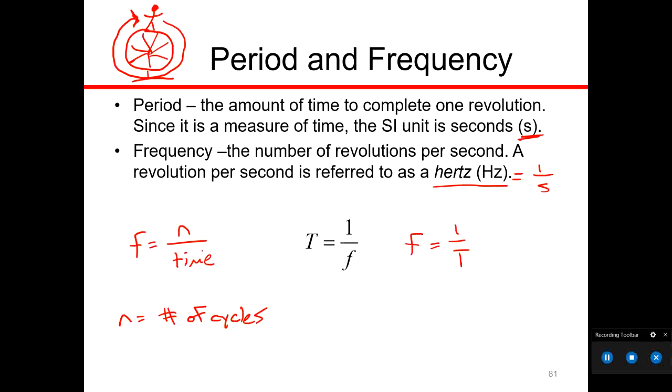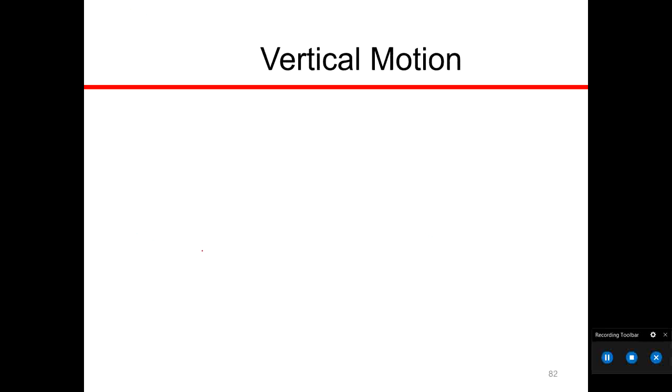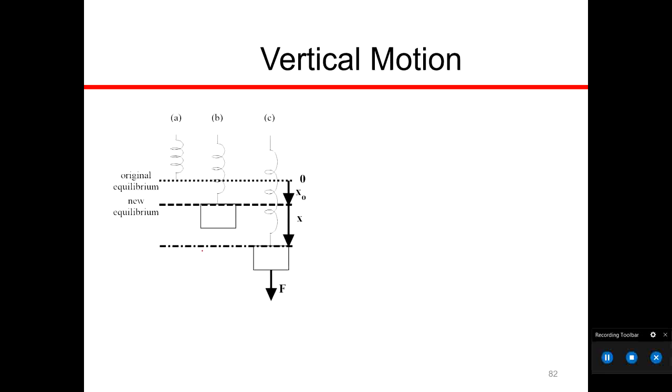So now we're going to take this idea of period and frequency, but we're going to look at it in vertical motion. So in vertical motion, we have the spring hanging down. We now have the effect of gravity at play. So our initial position, A, is our original equilibrium. We call that our 0 point. Okay, so this is the point. Nothing's hanging from the spring. It's just sitting there.